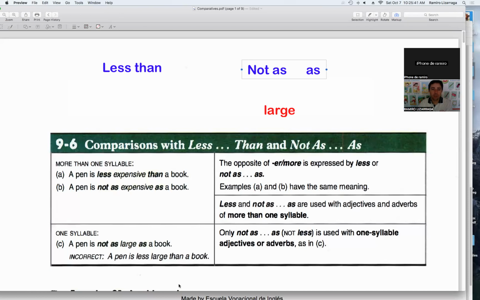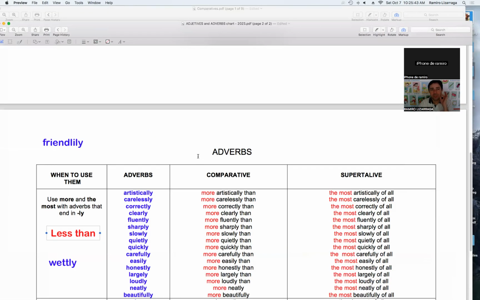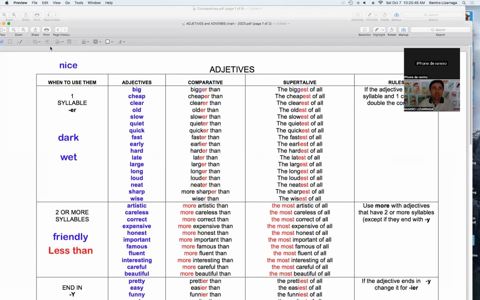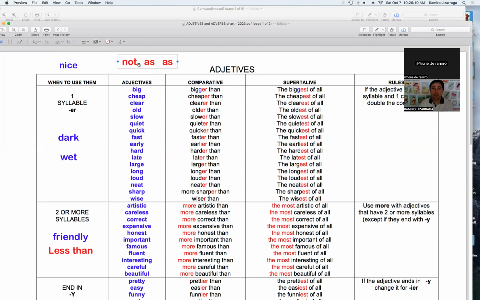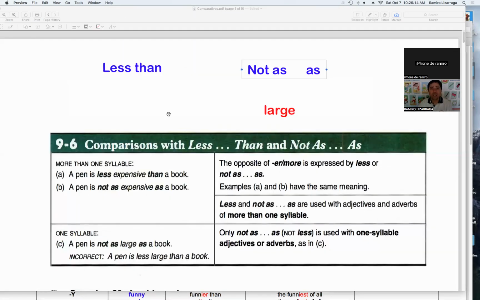Not as, okay? In the case of not as, it can be used with all types of syllables, with adjectives with one syllable, and with adjectives with two or more syllables. No problem with not as, okay? We can use it with all types of adjectives or adverbs. Now let's take a look at some examples.